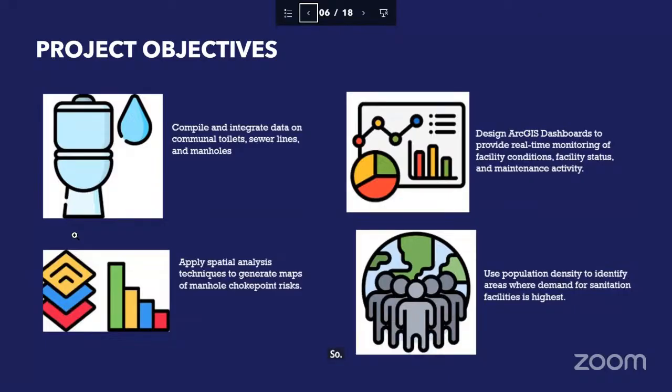So together, these four objectives aim to give all stakeholders, from county governments to NGOs to local community groups, the tools that they need to plan better and respond faster to sanitation challenges.